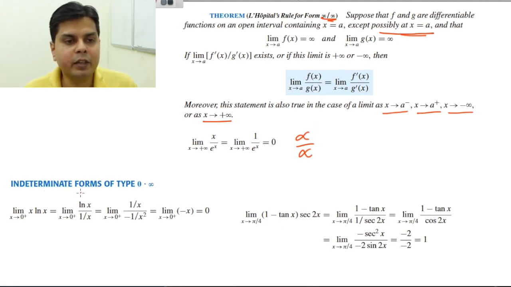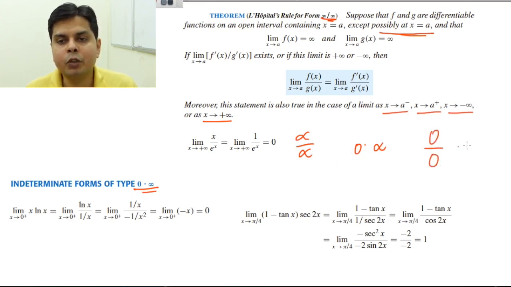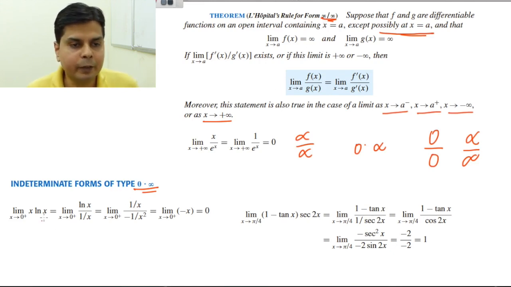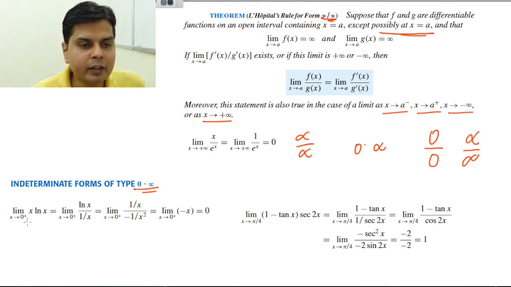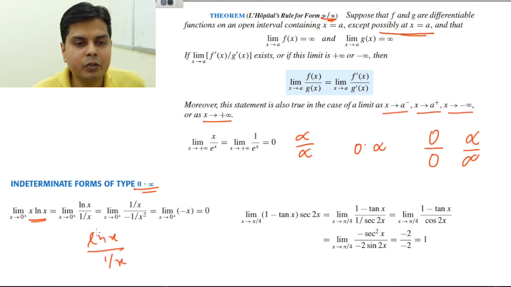There are different other indeterminate forms also, like 0 to the power infinity. Now when you are getting say 0 to the power infinity or different other indeterminate forms, you try to convert it into either 0 by 0 or infinity by infinity, that is either this form or the form discussed in the previous slide. So suppose I have to find limit x tends to 0 of x ln x. So I can write it as ln x by 1 by x, because now it is 0.